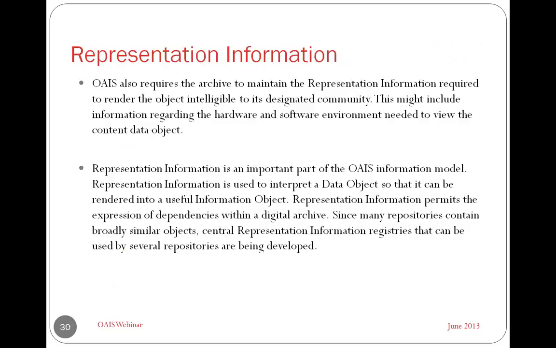The representation information is the information required to make the object intelligible to its designated community. And it can include such things as the hardware and software environment that is needed to view the content data object. Representation information provides one or more identifiers or systems of identifiers by which the content information may be uniquely identified. An example of this would be a sequence of bits representing text encoded as ASCII characters, and the text is English. So it's all those little bits and pieces that identify how the digital item is being stored.